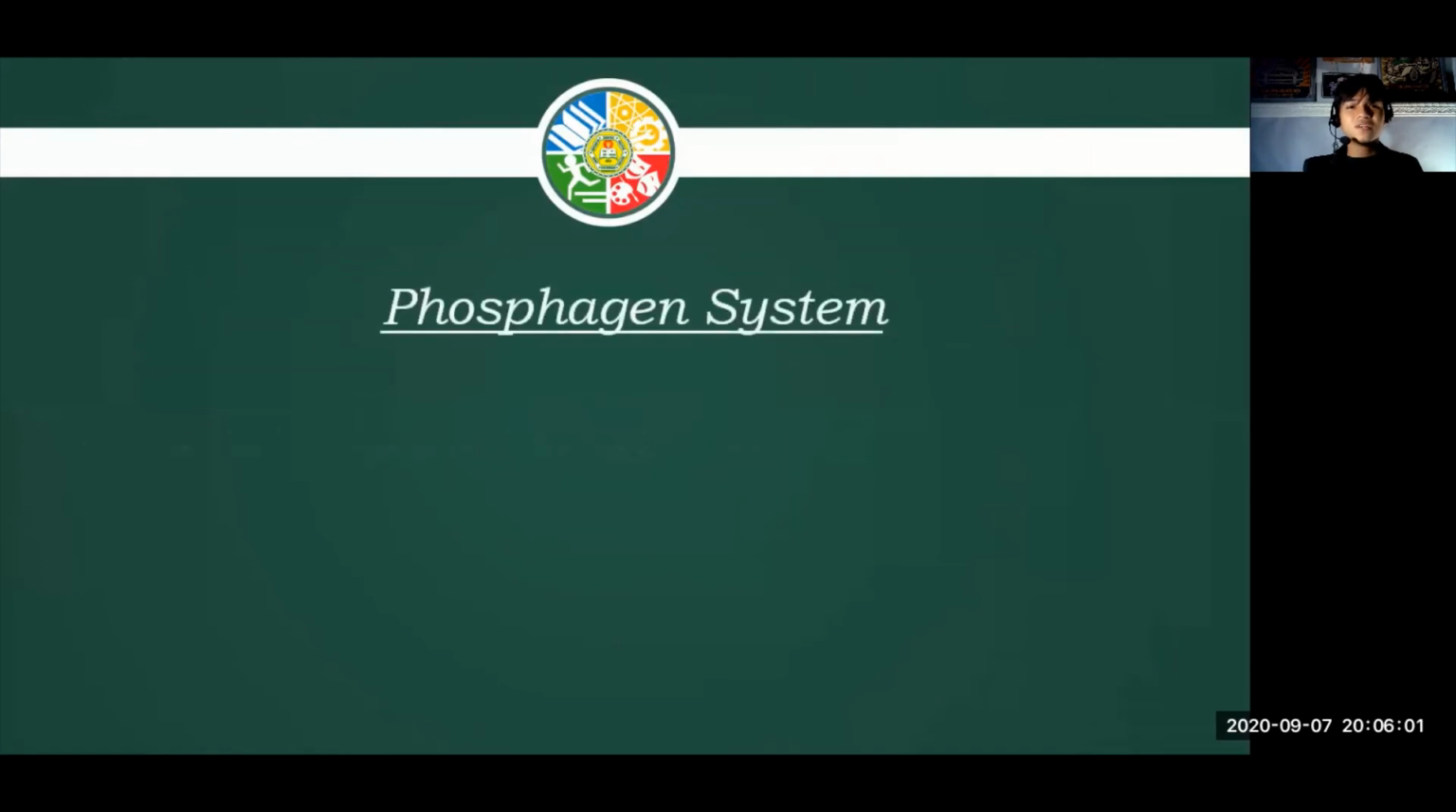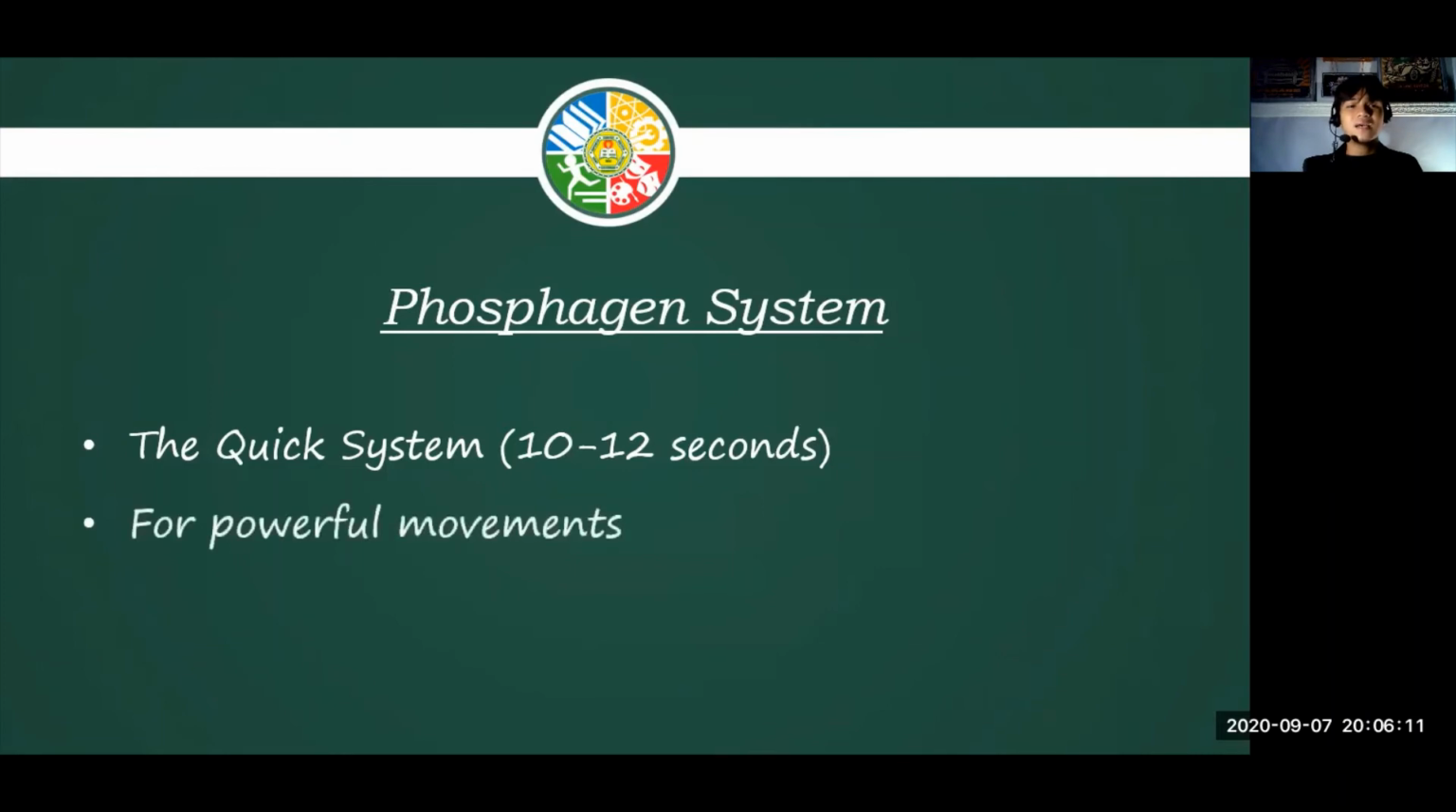one by one. The first one, phosphagen system, it is called the quick system. It is because it will only last from 10 to 12 seconds or less than 13 seconds. Guided that it is a powerful movement and it also does not require oxygen. Since dili siya mag-require og oxygen, dili rata do not expect nga hangakon ta ani nga system kaning phosphagen system.